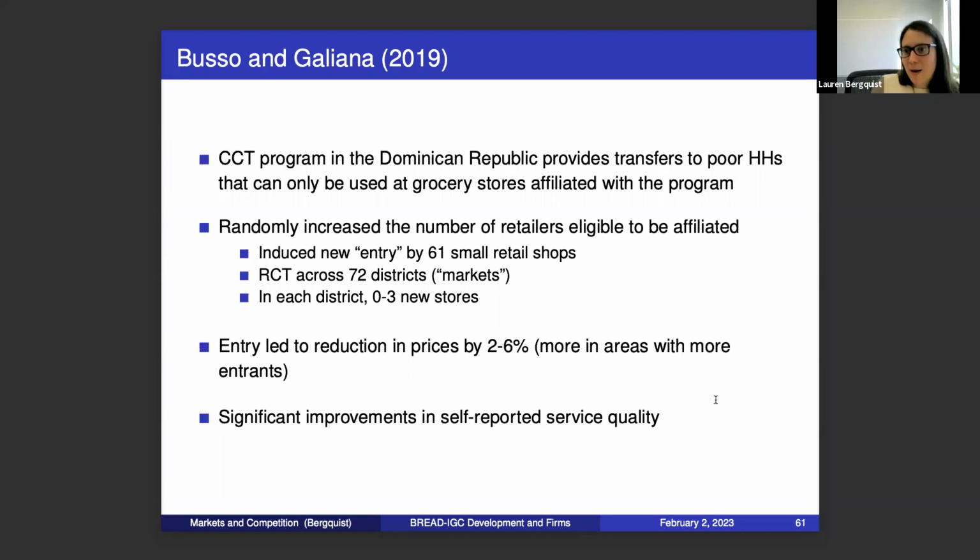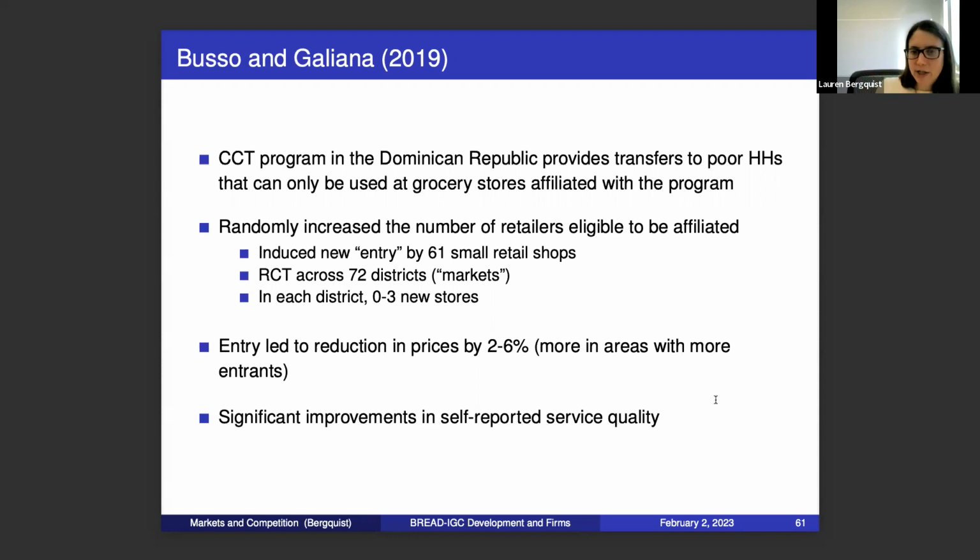Well, they're not. They're doing something very clever here, which is they have administrative rules around a conditional cash transfer program. Let me tell you the backstory. This is a conditional cash transfer program in the Dominican Republic, providing transfers to poor households. The critical feature for their paper is that these households get their cash transfer on a debit card that can only be used at affiliated grocery stores.